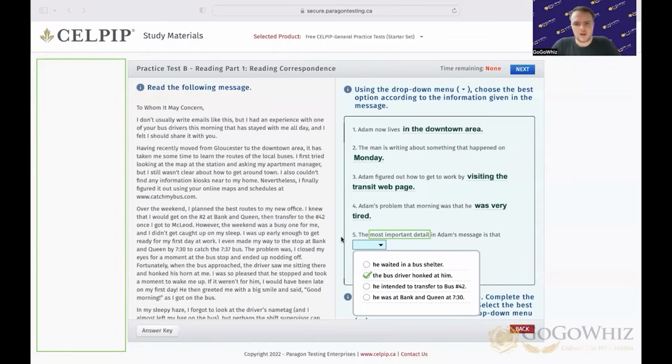Okay, so why is it not he waited in a bus shelter? That's not really a very important detail. It's just a simple fact. Okay, it actually doesn't even say bus shelter from what I see. Okay, he intended to transfer to bus number 42. Also not important. It's mentioned here, but it's just in passing. All right, and then he was at Bank and Queen at 7:30. Also true, mentioned over here, but not a super important detail. Right, the most important is that the bus driver honked at him because that's what made him get to work. Okay, there we are.